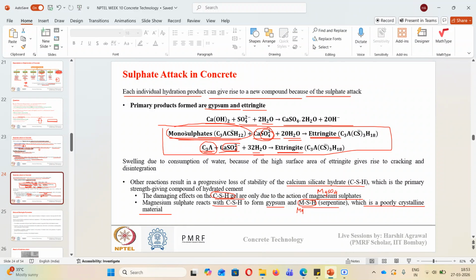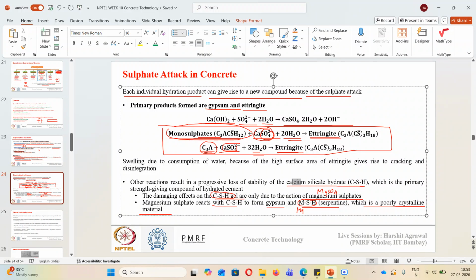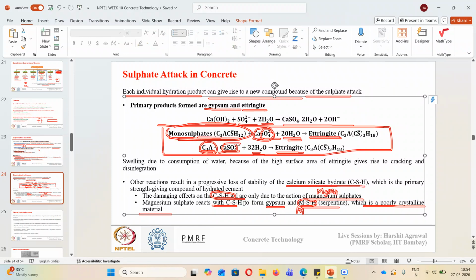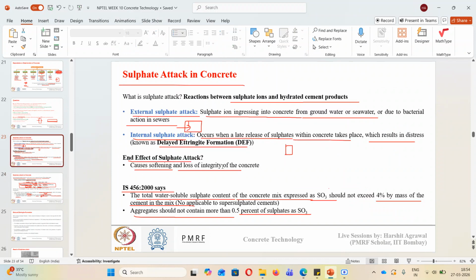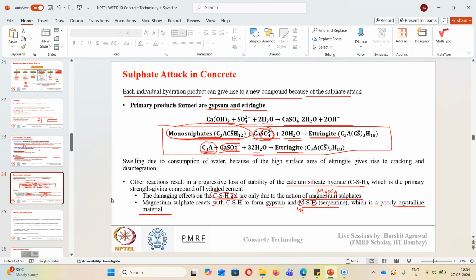Okay, so this is how sulfate ions from the surroundings affect the concrete structure. Sulfate ions can also affect the calcium silicate hydrate product if it is magnesium sulfate. So magnesium sulfate reacts with CSH to form serpentine. Okay, this serpentine degrades the CSH, and we know CSH is the main binding phase in hardened concrete. So if CSH is gone, my concrete will become soft. Okay, and it will lose its integrity. Okay, this is external attack. I hope it is clear now.